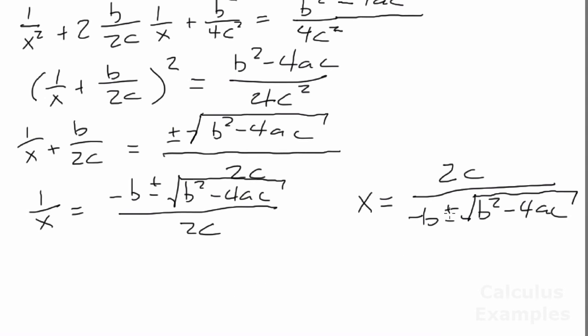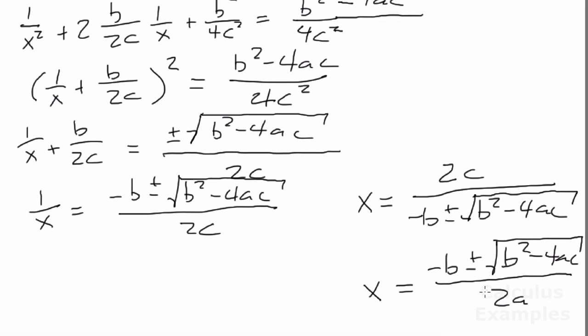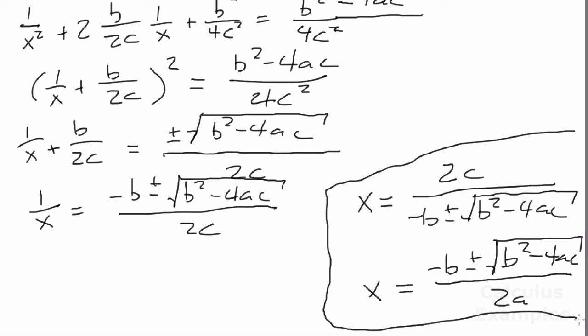Alright, so this is our final solution. You'll notice that it's very similar to the solution we found before using the traditional method: (-b ± √(b² - 4ac))/2a. So basically the expression is flipped and we've replaced a by c. Just a reminder that c cannot be equal to 0 with this solution.